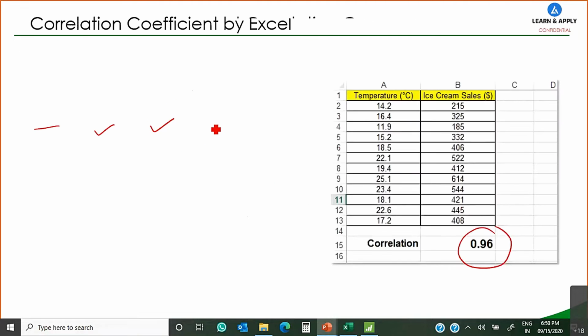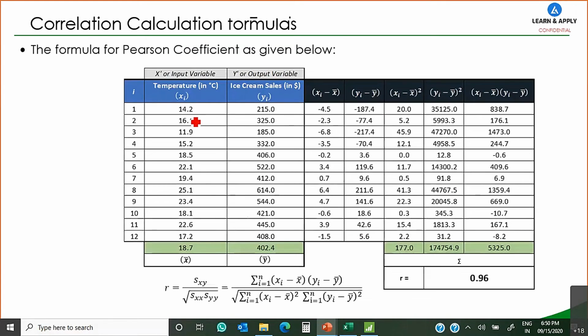How to calculate that? We can see that here we have these x values and these y values. Before going into further details, let's understand what x is. X is the input, and y we call the output. In other words, x is an independent variable and y is a dependent variable. Temperature is the independent variable, and ice cream sale is dependent on the temperature, which we want to see.